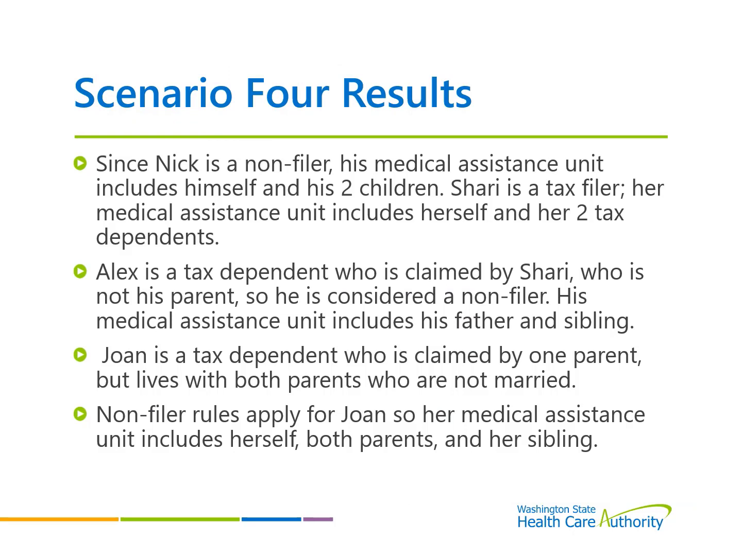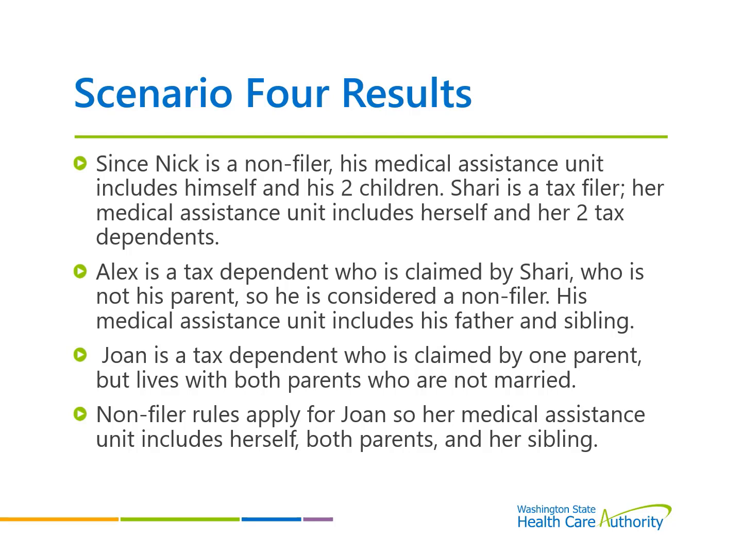Let's review this scenario. Since Nick is a non-filer, his medical assistance unit includes himself and his 2 children. Sherry is a tax filer. Her medical assistance unit includes herself and her 2 tax dependents. Alex is a tax dependent who is claimed by Sherry, who is not his parent, so he is considered a non-filer. His medical assistance unit includes his father and sibling.